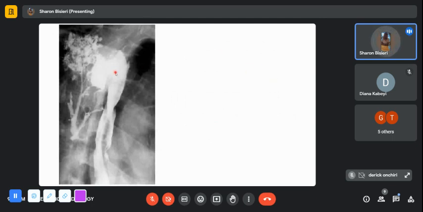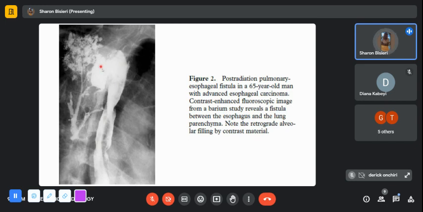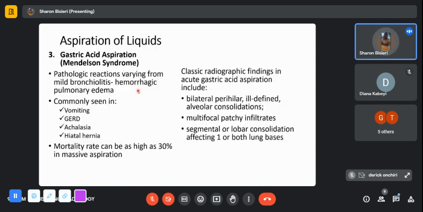So what you can see in this image, we have an esophagogram, and it's illustrating a connection with the adjacent bronchi because you can see contrast within the bronchioles, and it's even extending to the alveoli in the adjacent lung. So this is a case of a 65-year-old man post radiation. They developed a pulmonary esophageal fistula in advanced esophageal carcinoma. We can see that well illustrated here.